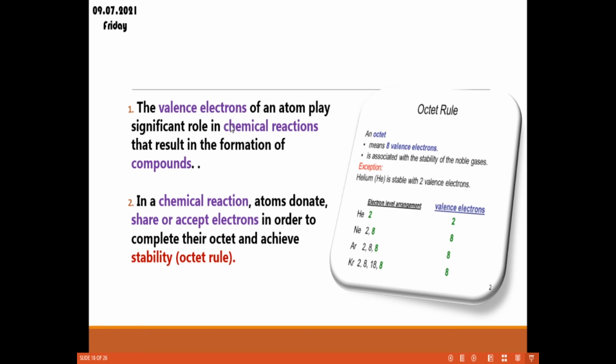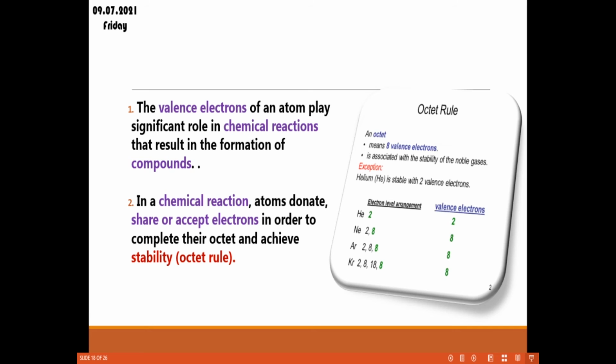Valence electrons of an atom play a significant role in chemical reactions that result in the formation of compounds. In a chemical reaction, atoms donate, share or accept electrons in order to complete their octet and achieve stability. So what does octet mean? It is 8 valence electrons, associated with the stability of the noble gases.